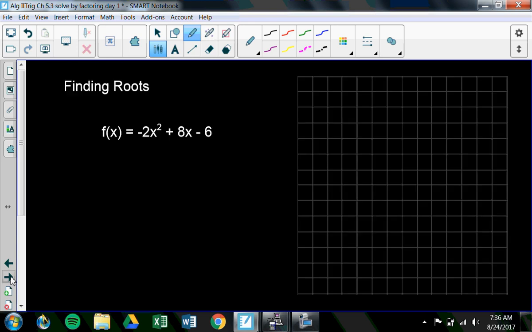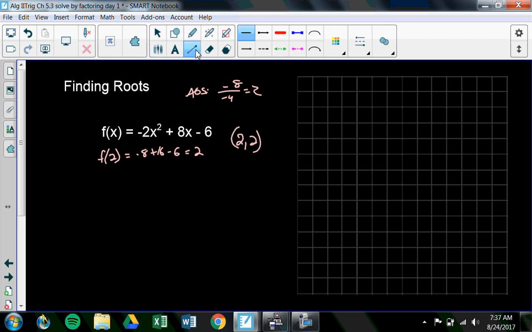Finally, I want to talk about what we're doing when we're factoring. We're actually finding roots. If I were to graph f of x equals negative 2x squared plus 8x minus 6, well, my AOS is 2, and f of 2 gets me negative 8 plus 16 minus 6, which is 8 minus 6, which is 2. My vertex is the point 2, 2.